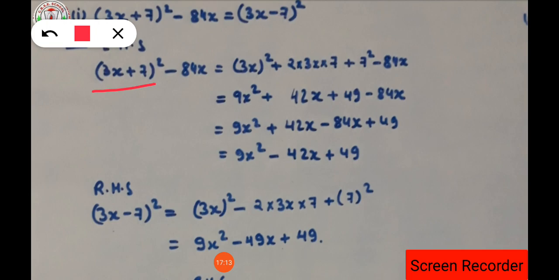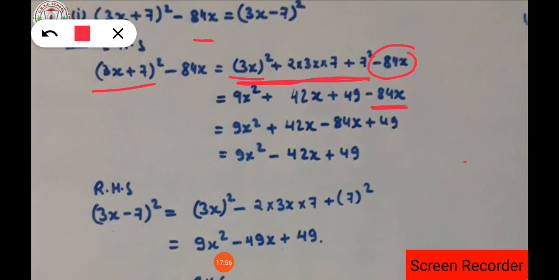So a square, that is 3x square, plus 2ab, that is 2 into 3x into 7, plus b square, and this last term comes from the question. Minus 84x comes from the question itself. So up to here, 7 square, we have split it into the formula a plus b the whole square. So 3x square, that means 9x square, plus 2 into 3x into 7, that will be 42x, plus 7 square, that means 49, and again minus 84x comes from the question.